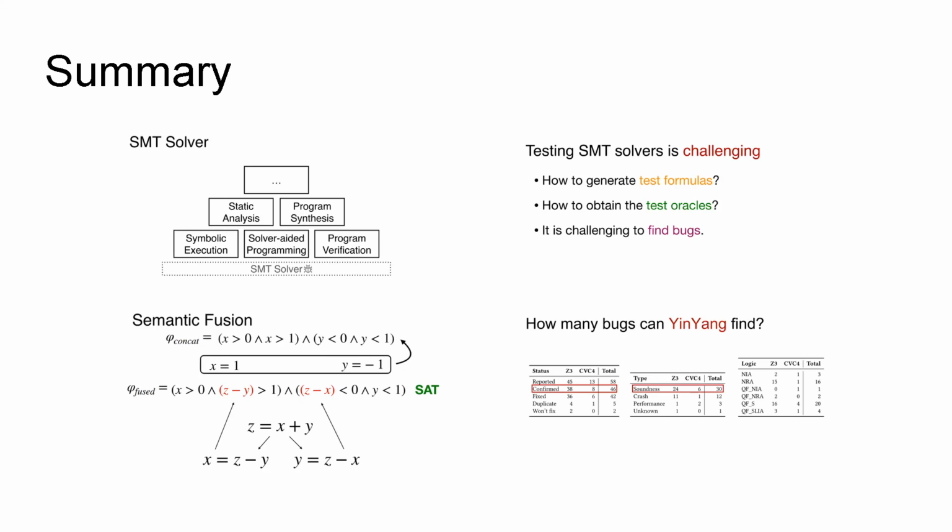As a short summary of this presentation, SMT solvers are the basis of many PL technologies, and testing SMT solvers automatically is challenging. We have addressed these challenges by designing semantic fusion, whose key idea is to fuse formula pairs and feed the fused formulas to SMT solvers as test seeds. Our practical realization of semantic fusion, YinYang, has found many bugs in the state-of-the-art SMT solvers Z3 and CVC4.